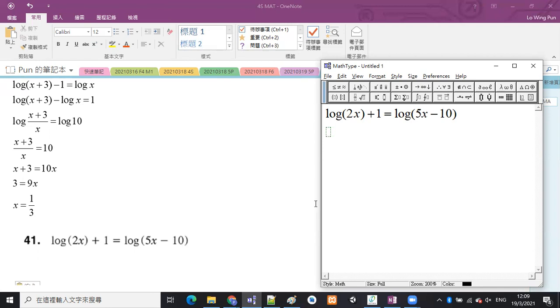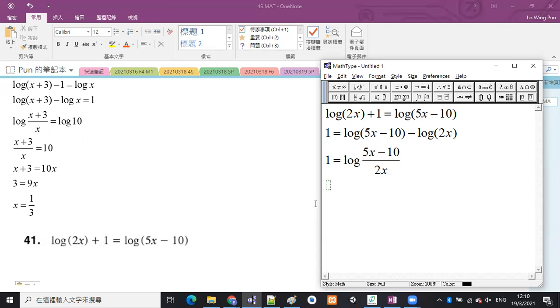So basically, it is similar. I'm going to move the log 2x to the right, leaving the 1 on the left. And the right-hand side becomes log m minus log n. So I can merge the two logs like this. And the left-hand side is just one number.